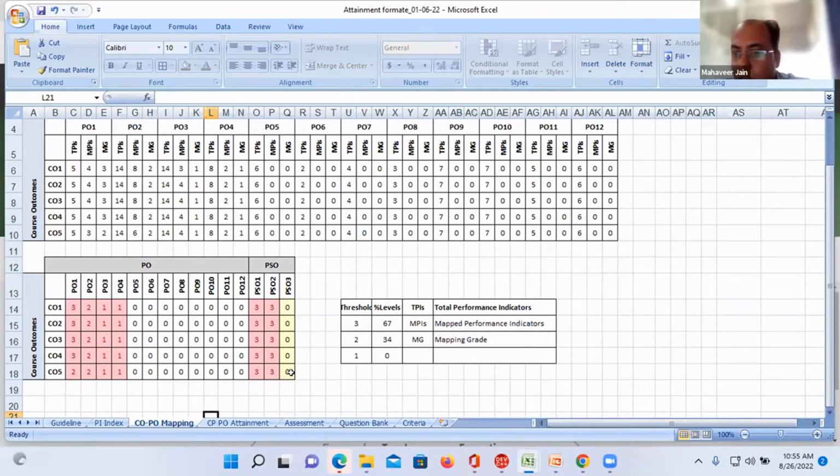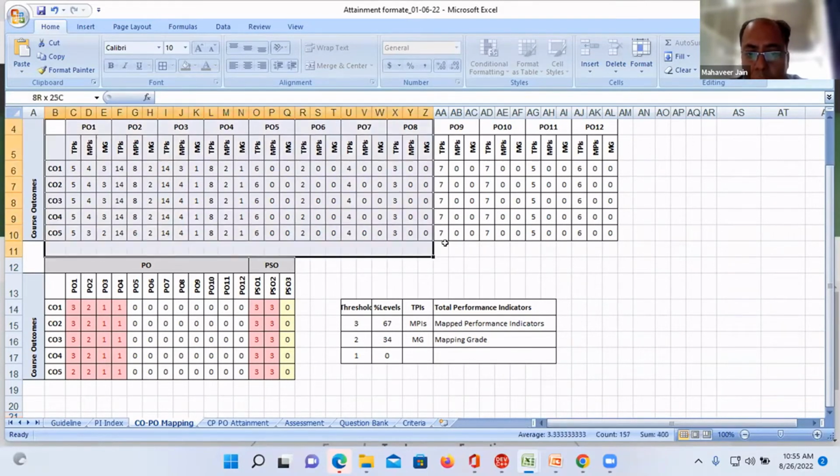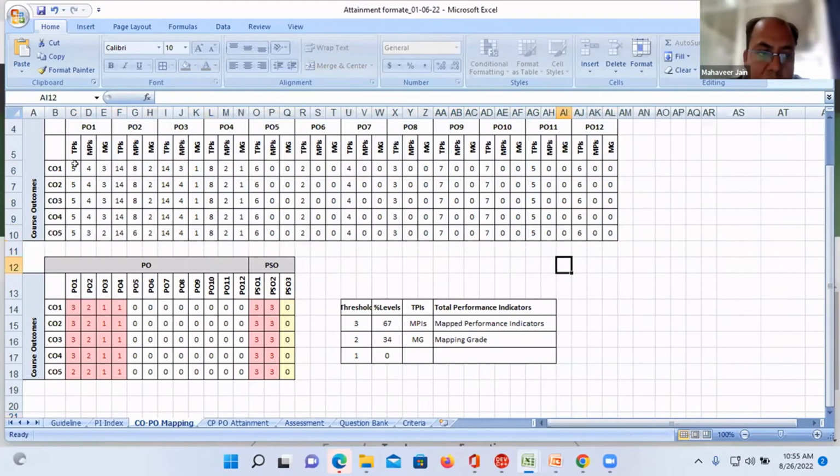This sheet is already designed and it is decided by the previous sheet. This is how I have decided whether it is 1, 2, 3. In the first place that you are seeing, I am highlighting a 5. The PO1 number of performance indicators is 5. In PO2 the number of performance indicators is 14. So there is a TPI. TPI stands for total performance indicators.